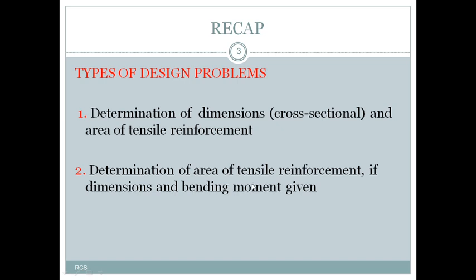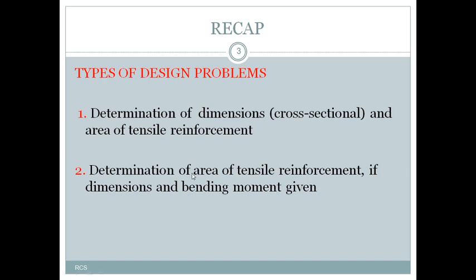Then we compare the required depth and the already assumed depth. If the required depth is less than the assumed one, we can proceed with the assumed depth and go for the next steps, and then we go for checks. After calculating the area of tension steel, we have to check the minimum area of tension steel provided and the maximum area of tension reinforcement provided, with respect to the codal provisions.